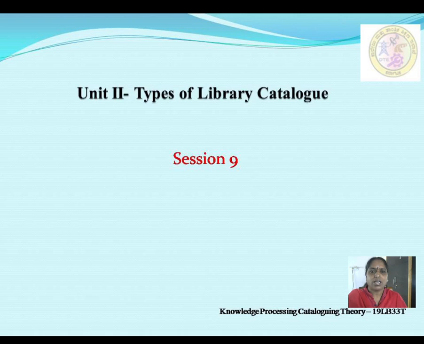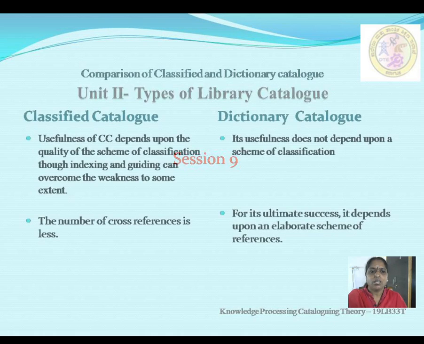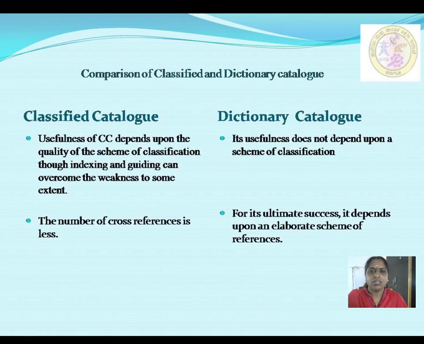In the last class, we were studying the comparison between the classified catalog and the dictionary catalog. Today, we'll continue with the comparison. The next comparison between the classified catalog and the dictionary catalog is the role of classification. The CC uses the scheme of classification.